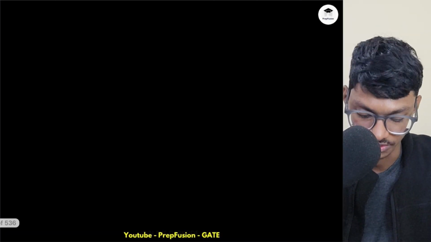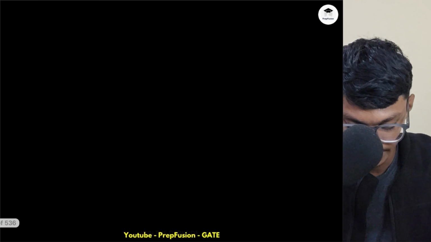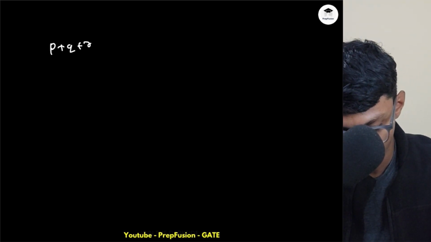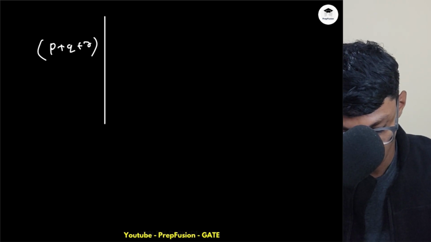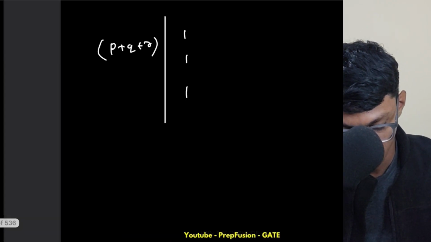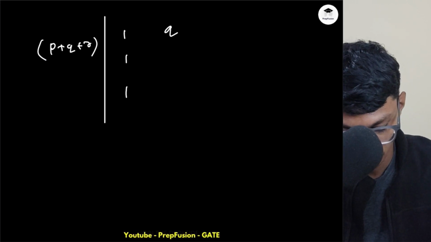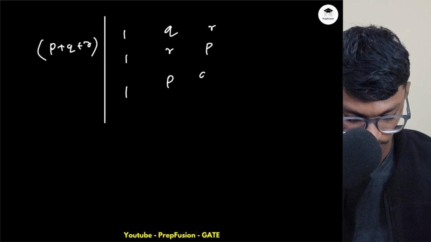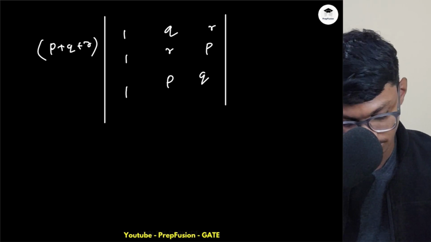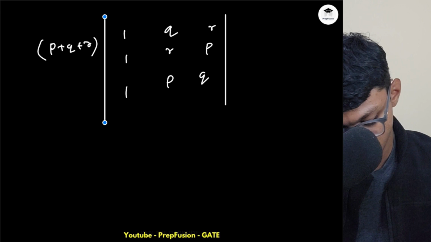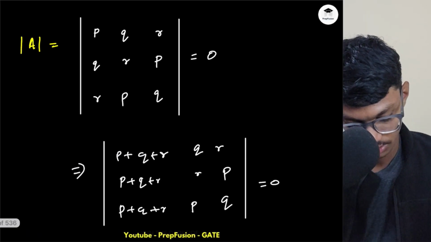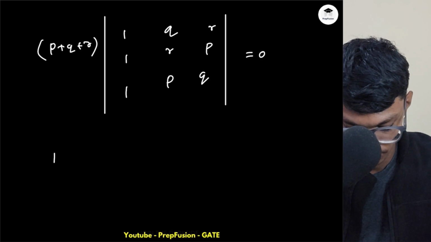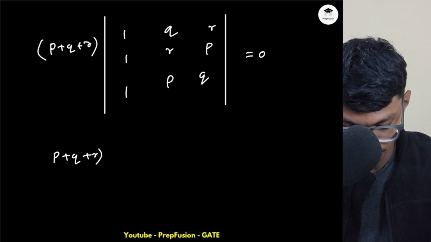Now if you don't want to solve by options, you take P plus Q plus R common. This will be 1 1 1, this will be Q R P, this will be R P Q, and this will be equal to 0. Hence this will be P plus Q plus R.